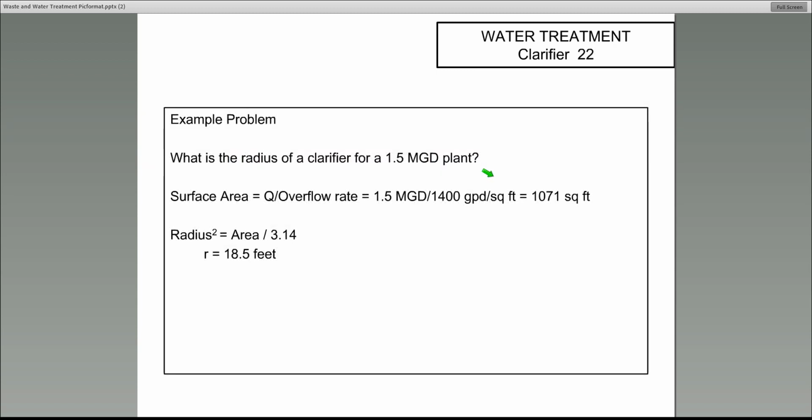So what is the radius of a clarifier for that same 1.5 MGD plant? For the surface area, Q, we're using 1.5 again. The overflow rate, though, was changed to 1,400. So we get a surface area of 1,071, and it's a circle, so solving for the radius, it would be an 18.5 foot radius, and of course we'd use an even number of feet.